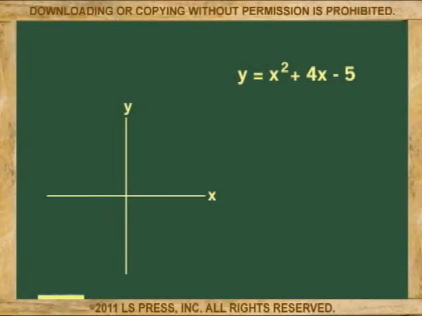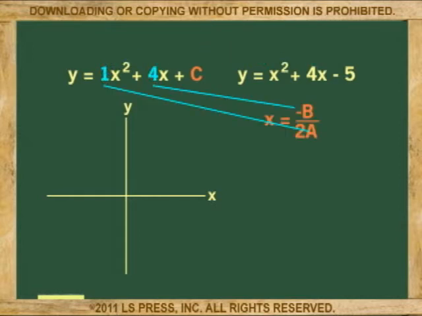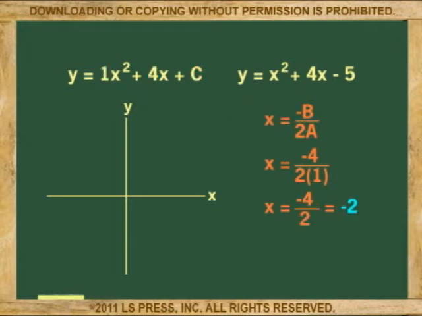Let's see a couple of examples. Find the vertex of the parabola y equals x squared plus 4x minus 5. Using the standard equation as reference, we see that a equals 1 and b equals 4. Substituting in the equation x equals negative b over 2a, we get that x equals negative 4 over 2 times 1, or negative 4 over 2. The value of x for the vertex is negative 4 divided by 2, or negative 2.